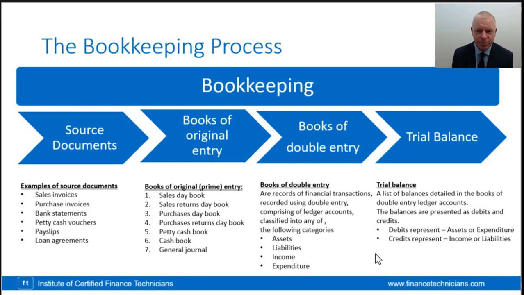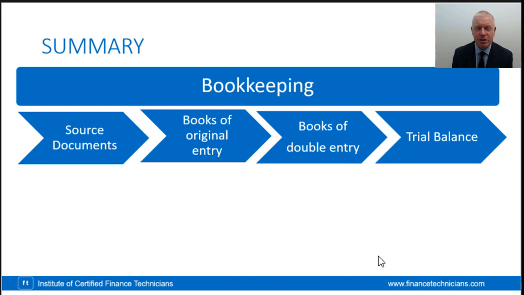So in summary, we just need to say that the start of the process is source documents, moving on to the books of original entry, where the data is streamlined into different categories. Then we use a system of double entry for the books of double entry, and then we extrapolate the balances of those as a list in the trial balance. Now that's quite a lot of information that's contained within that particular infographic. You want to make sure that you're very familiar with it.